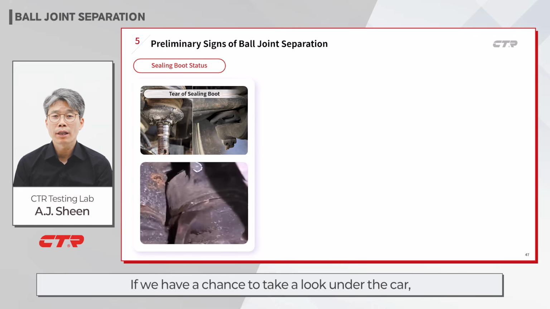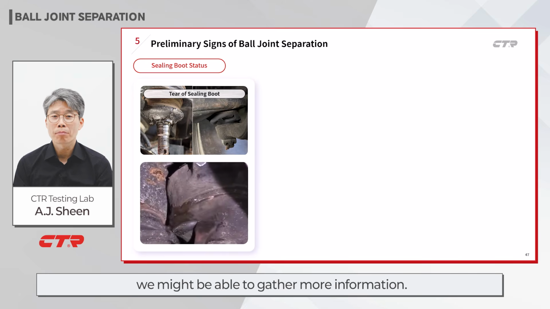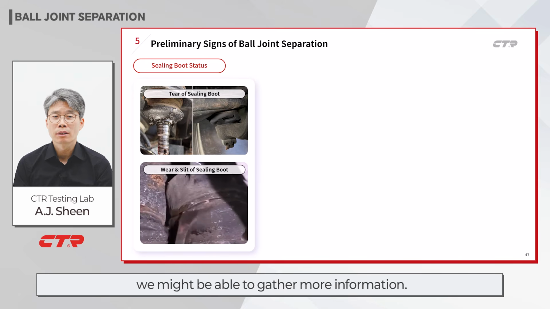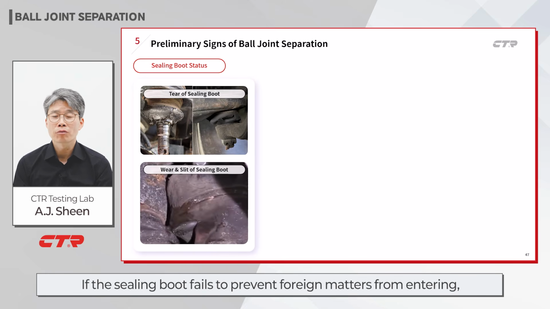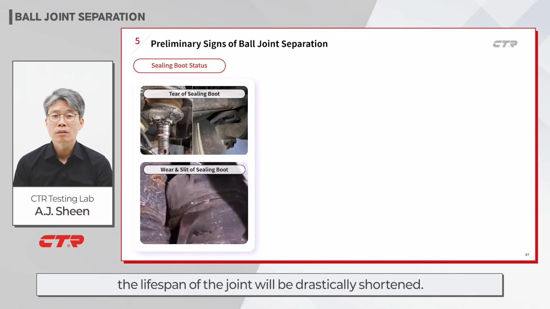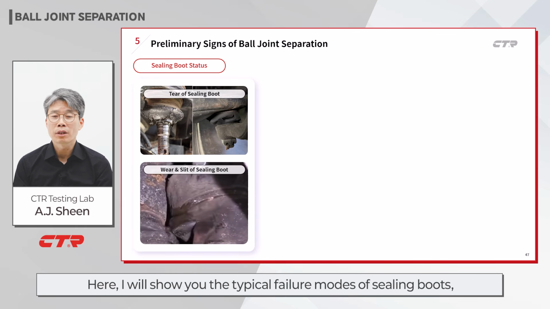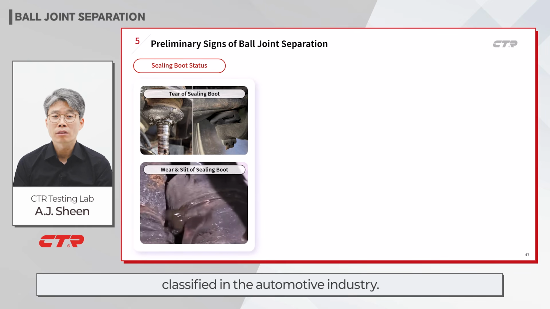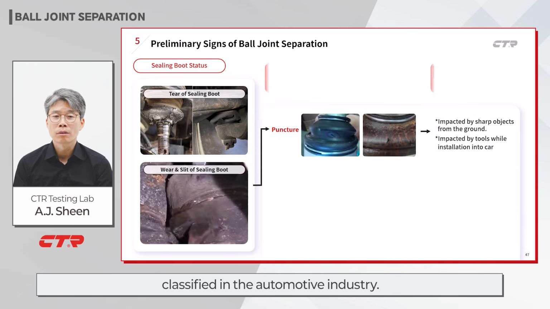If you have a chance to take a look under the car, we might be able to gather more information. If the sealing boot fails to prevent foreign matter from entering, the lifespan of the joint will be drastically shortened. Here I will show you the typical failure modes of a sealing boot classified in the automotive industry.